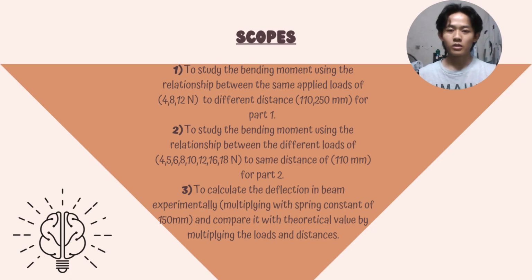And number 3 is to calculate the deflection in the beam experimentally by multiplying it with the spring constant of 150 millimeter, and compare it with the theoretical value by multiplying the loads and distance.